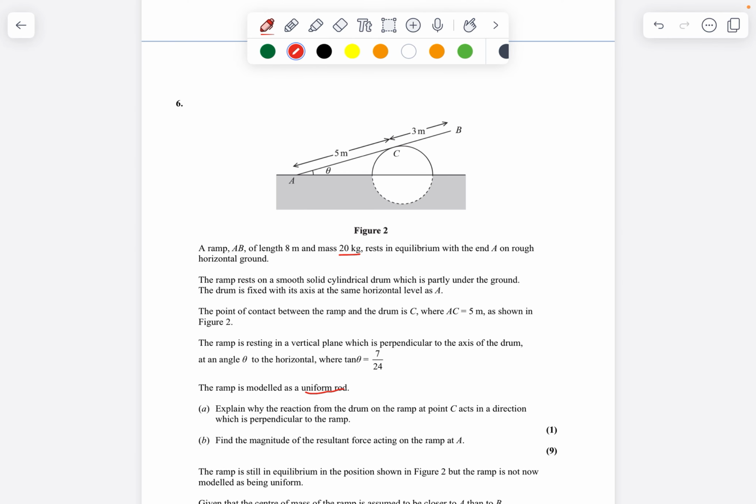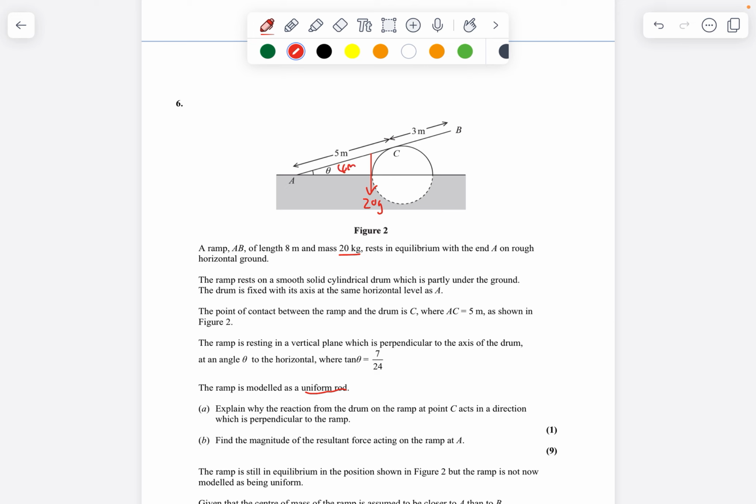Right, okay, so here's a statics problem where we've got a ramp resting on a round cylindrical drum. Okay, so let's look at our extra forces. So we've got a mass of 20 kilos and the ramp is modelled as a uniform rod. So that means that at 4 meters we will have a force of 20 G.